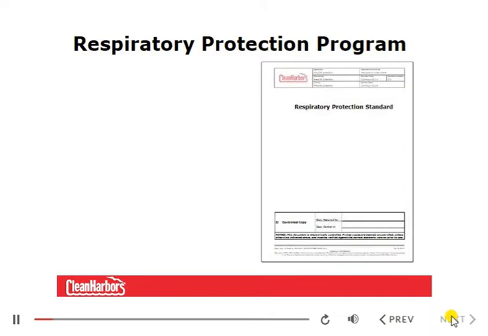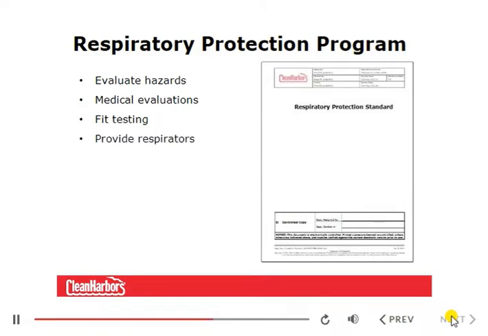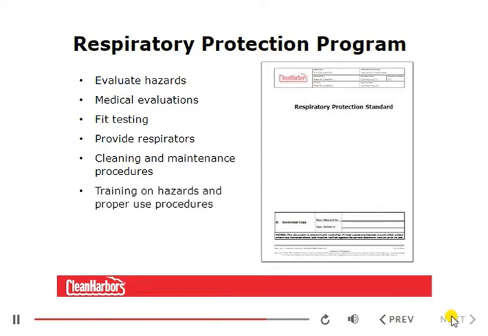When respirators are required, the employer must have a respiratory protection program. This program must meet the requirements of either the federal, state, or provincial respiratory protection standard. The standard requires the employer to do the following: evaluate the respiratory hazards in the workplace, provide medical evaluations and respirator fit testing, provide respirators as well as provide for the maintenance, storage, and cleaning of respirators, provide worker training about respiratory hazards and proper respirator use, and conduct a periodic program review.